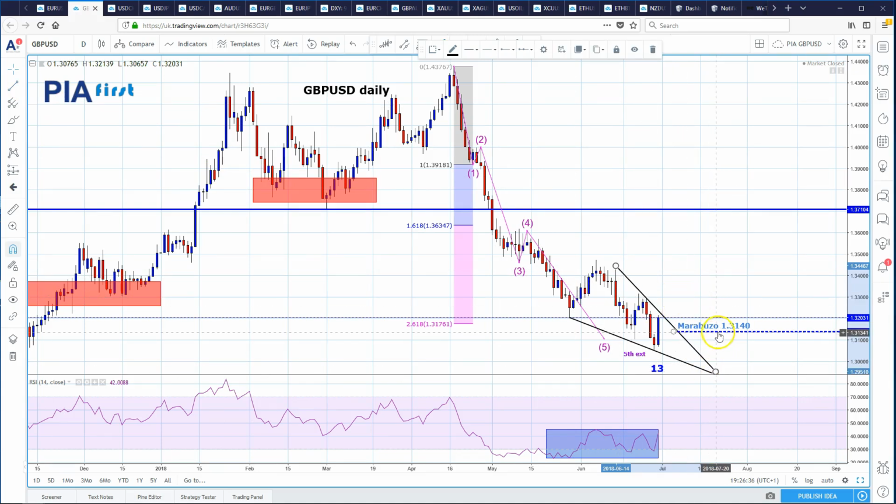So basically a break of resistance, and then the measured move target is up here, which is around about 134.39. The Marubozu level, which is the midpoint between the open and the close of a very bullish or bearish candle, is located at 131.40 and is prime support going into this week.